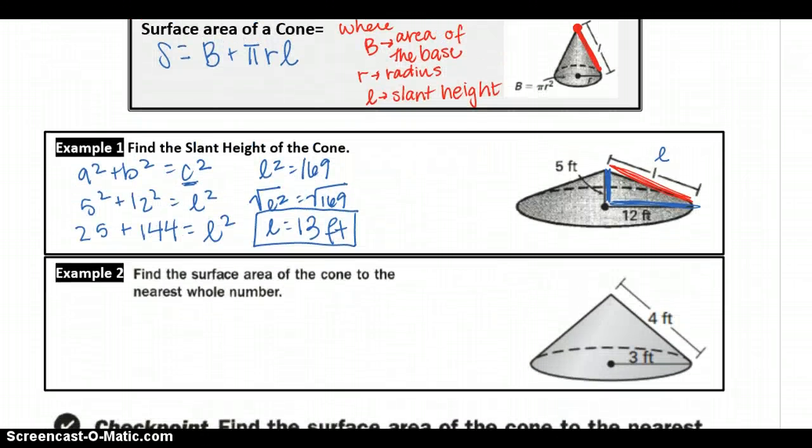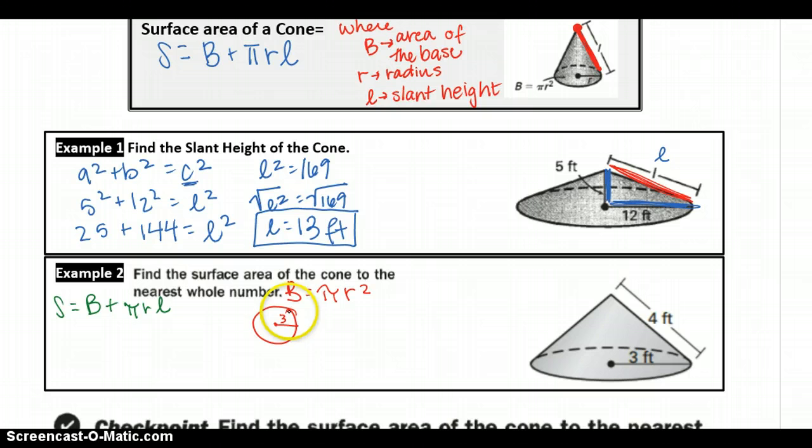Alrighty, let's look now at example 2. In example 2, it asks us to find the surface area of the cone. So for surface area, we will use the formula above. So our formula is S equals B plus pi r L. So we need to find B, the area of the base. Our base here is a circle with a radius of 3 feet. So the formula for the area of a circle is pi r squared.